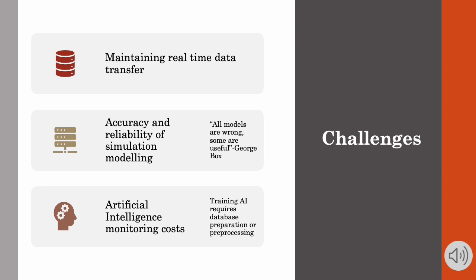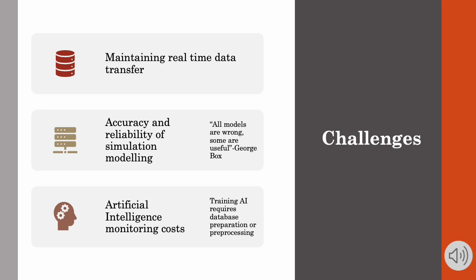There are 3 key challenges that we identified with digital supply chain twins. 1 is maintaining real-time data transfer, 2 is maintaining accuracy and reliability with the simulation modeling, and 3 is managing the significant costs associated with artificial intelligence monitoring. With the first, we know that there can be multiple sources of truth across a global supply chain and multiple systems to manage, and that can make it difficult to ensure that there is accurate and reliable real-time data transfer into the digital supply chain.